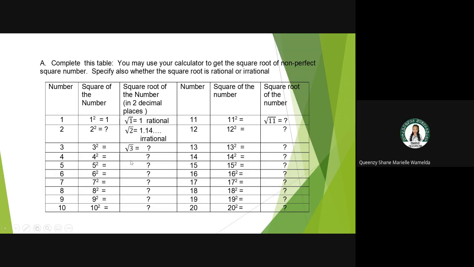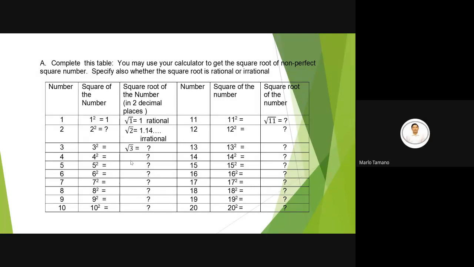What is the square root of 4? Rational. The square root of 4 is 2. Okay. Give the square root first, then after giving the square root, that's the time you're going to identify if it is rational or irrational. Did you get my point?